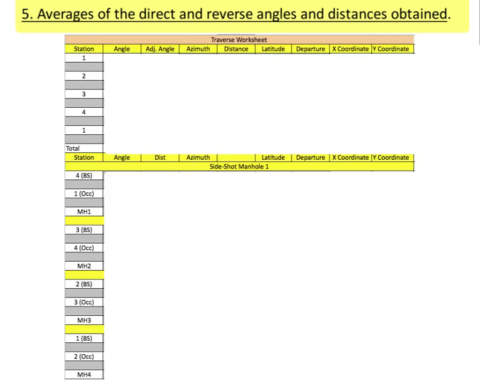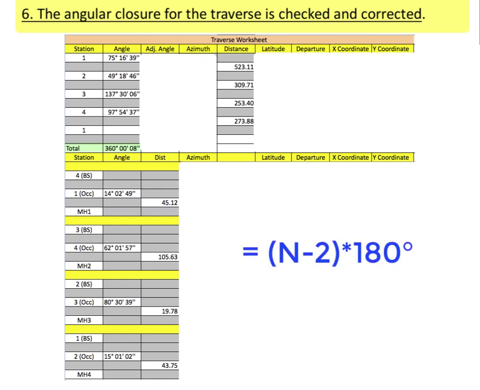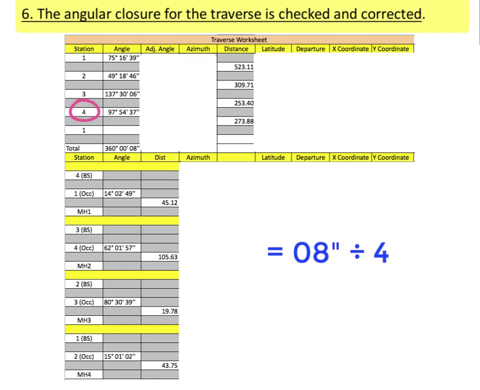Once this task is completed, the average angles and distances are placed into a spreadsheet or computational sheet for further calculations. The interior angles of the traverse are summed. The sum of the angles should equal the number of angles minus 2 times 180 degrees. In this case, with 4 angles, the interior angles should sum to 360 degrees. The angles sum to 8 seconds more than 360 degrees. The 8 seconds of excess is divided by the number of angles, in this case 4, to give a correction of minus 2 seconds for each angle.